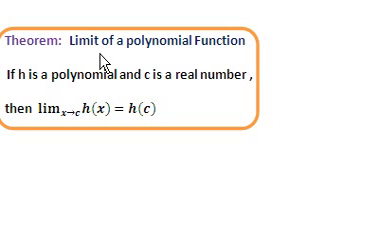There was a theorem here that I'm going to go ahead and state. It tells us about polynomial functions being continuous on the entire real number line, and that is the limit of a polynomial function. If h is a polynomial and c is a real number, then the limit of h of x as x approaches c is equal to h of c. And remember, this was the criteria here for a function at a point to be continuous. Okay, remember, this is one of the main properties.